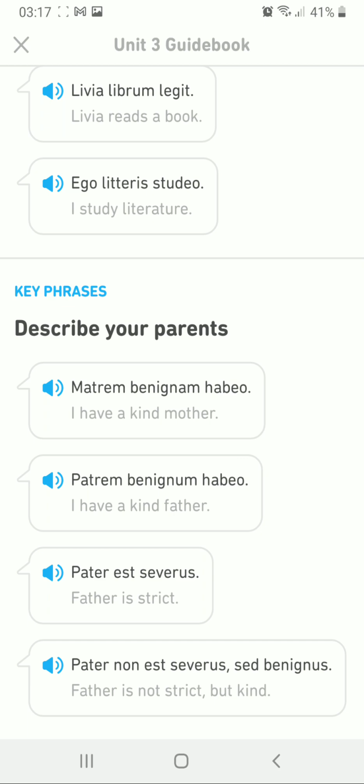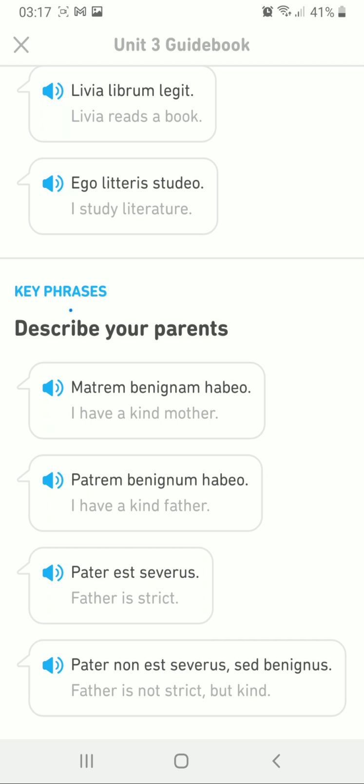Describe your parents. So let's check the second part of this guidebook. Matrem benignam habeo. Let's listen to that. Matrem benignam habeo. Here it means I have a kind mother.